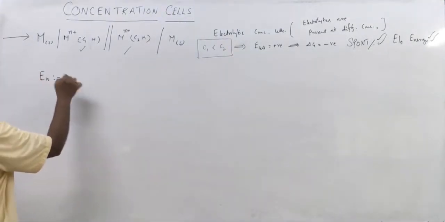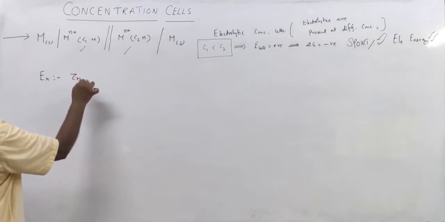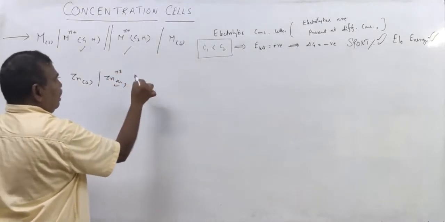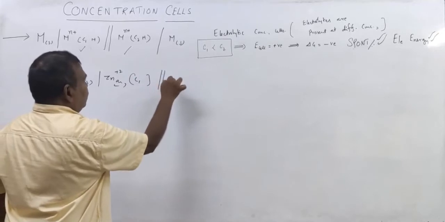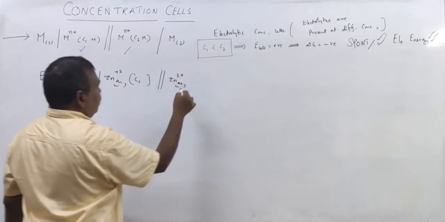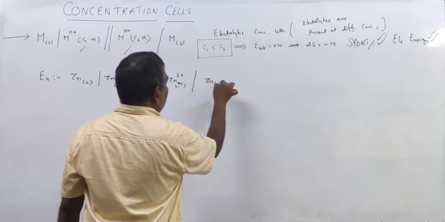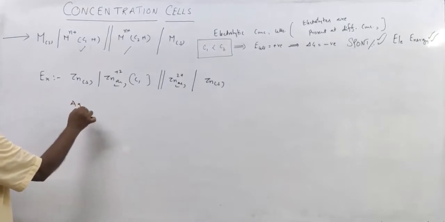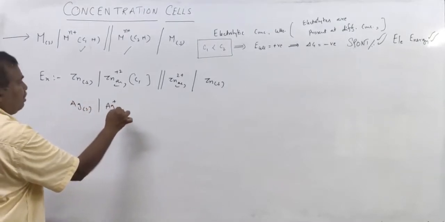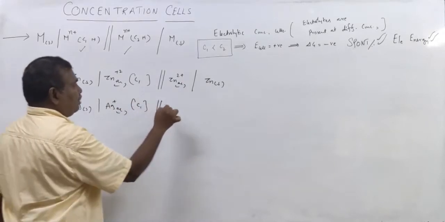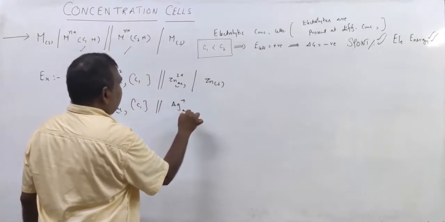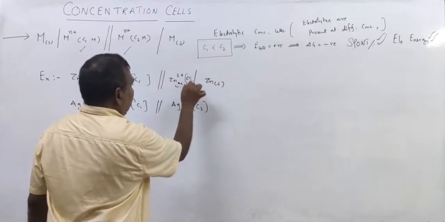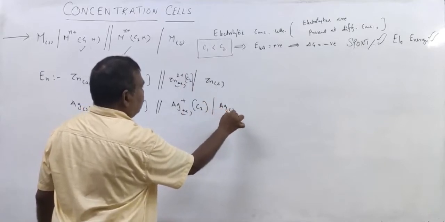For example, I gave one example. Again, I am writing the same. Zn solid, Zn2+ concentration C1, salt bridge, Zn2+ concentration C2, Zn solid. Like this. Ag solid, Ag+ aqueous, C1 concentration, Ag+ aqueous, C2 concentration, Ag solid.